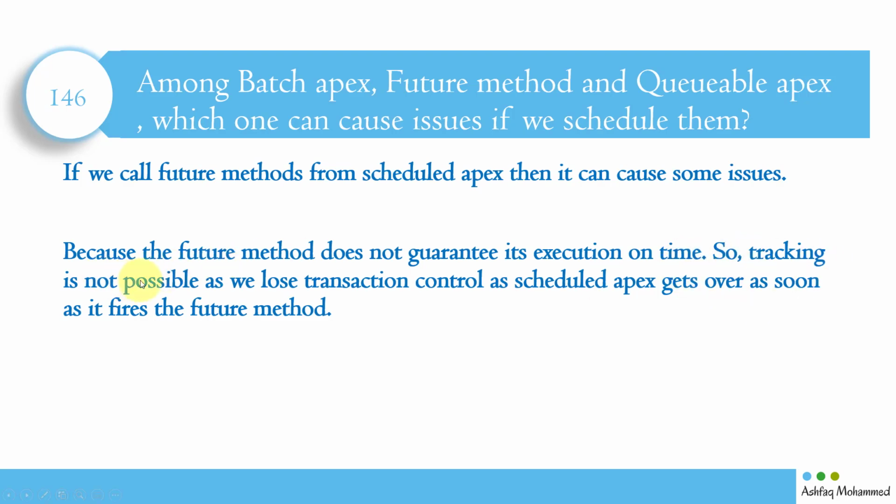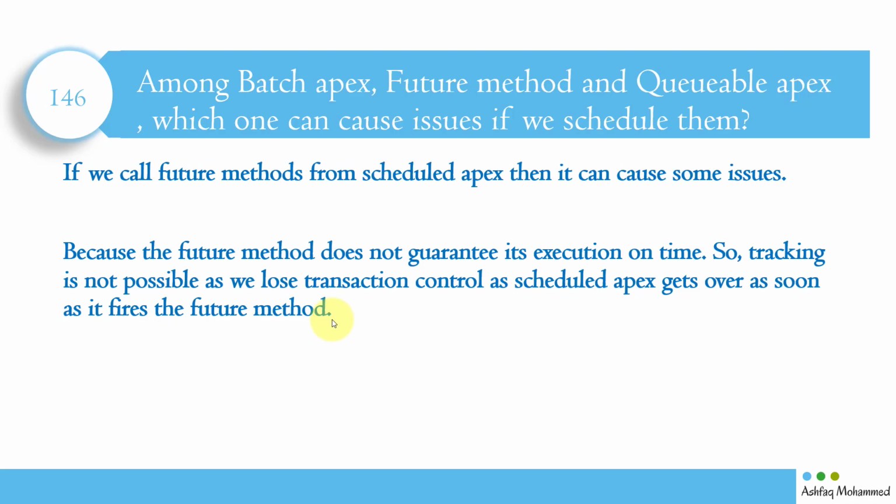So tracking is not possible, as we lose transaction control, since schedule Apex gets over as soon as it fires the future method. What happens is the schedule class starts, finds a future method, and fires it. The future method goes and runs in a completely different transaction, and then the schedule method ends and closes its transaction.